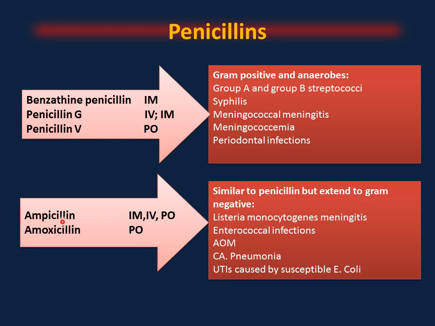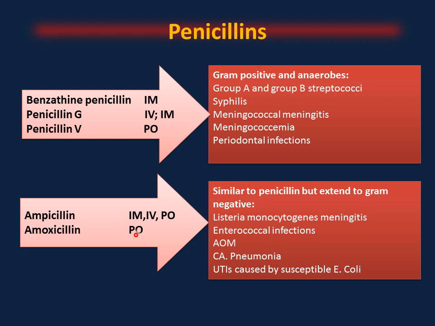Remember, ampicillin is used for a newborn to cover for suspected sepsis. Ampicillin covers for Listeria and group B streptococci, and gentamicin will cover for E. coli in cases of a newborn with suspected sepsis.